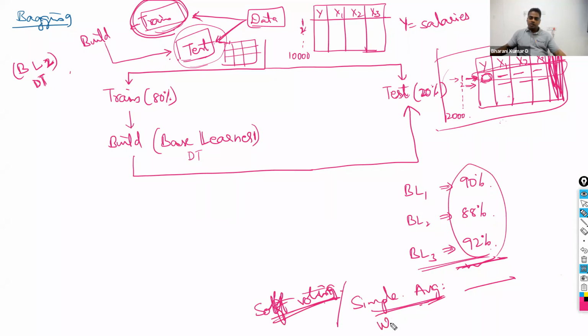Now, instead of simple averaging, I can proceed further with weighted averaging also. What do you mean by weighted average? The algorithm which gives me the highest accuracy, I give it the highest weightage. The one which gives me the next highest accuracy will be given slightly less weightage. This will be given the least weightage. Okay, that's how it is calculated, using some normalization. That's a simple calculation.